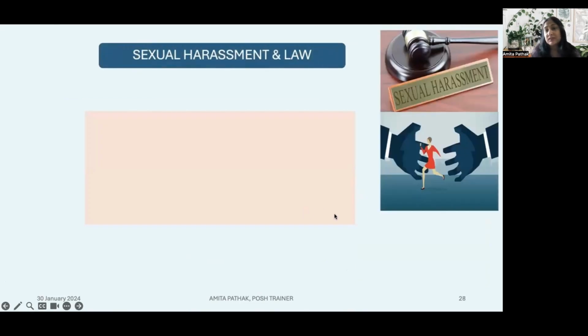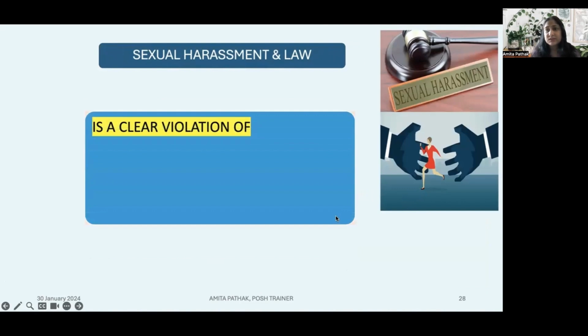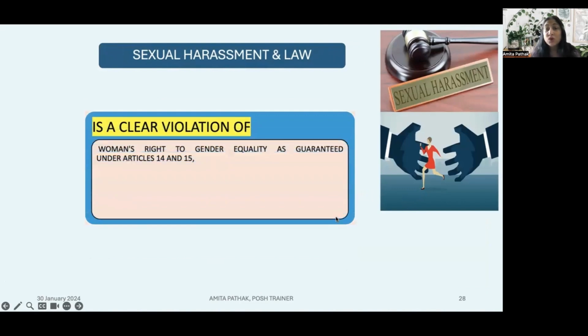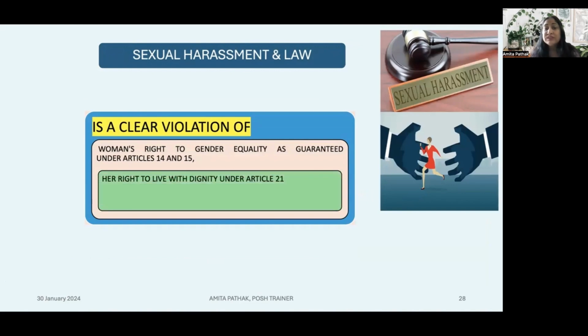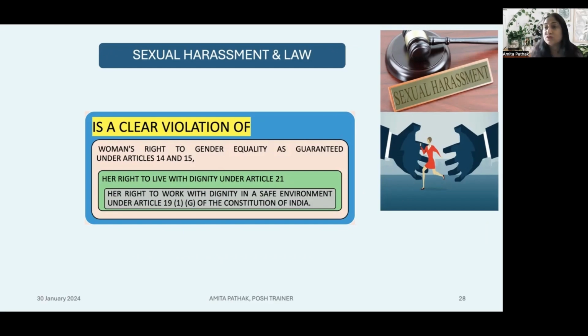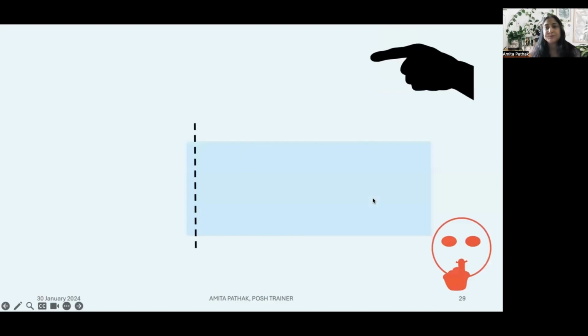What does the law say about sexual harassment? It is a clear violation of the fundamental rights of women to gender equality as guaranteed under Articles 14 and 15, her right to live with dignity under Article 21, and her right to practice any profession and work with dignity in a safe environment under Article 19(1)(g) of the Constitution of India. So, dear friends, sexual harassment is a complete violation of fundamental rights as per our Constitution.